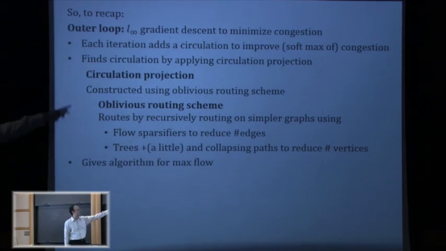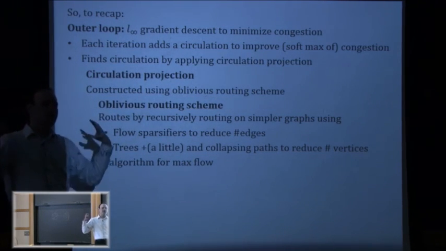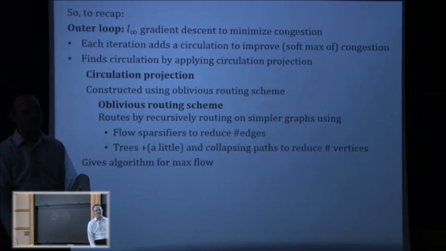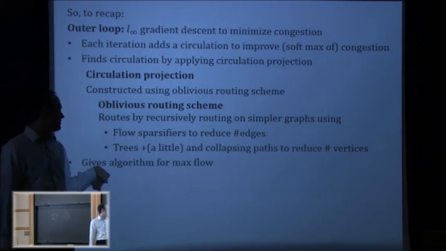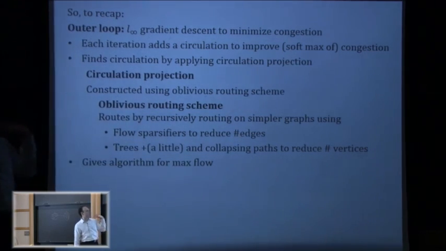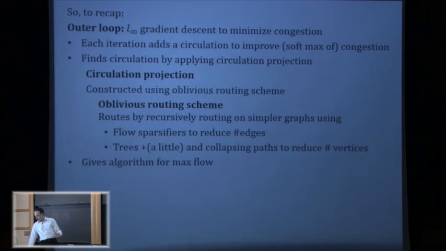To construct the oblivious routing scheme recursively, you'll show how to reduce the number of edges to something that depends on the number of vertices, and to reduce the number of vertices to something that depends on the number of edges, and repeat. And for this one, that was the flow sparsifiers. For the other one, it was distributions over things a little more complicated than trees, which lets you use a lot fewer of them and gets us our implicit representation. And putting that all together gives max flow.